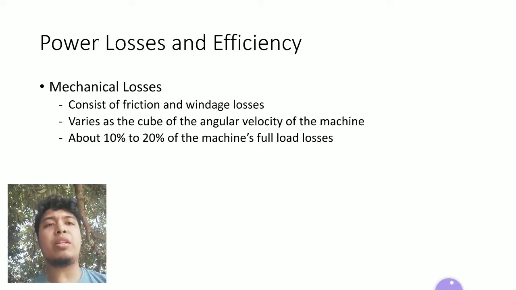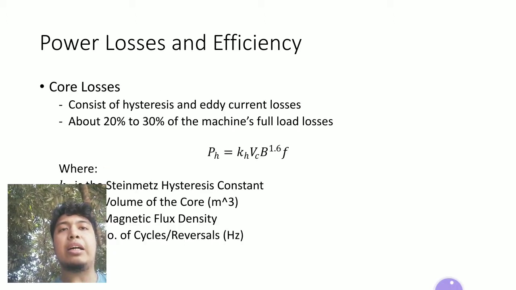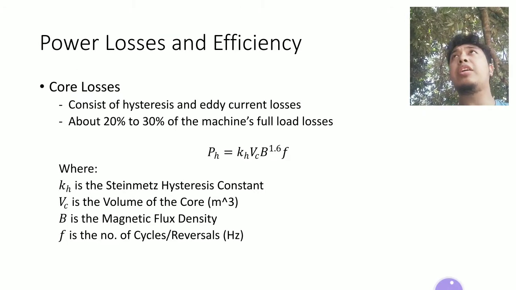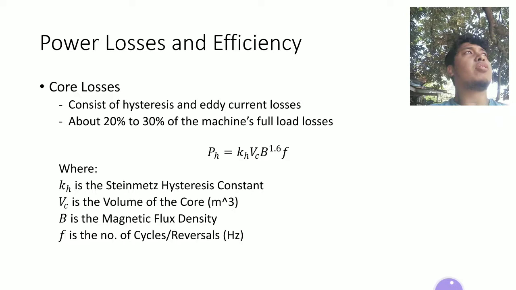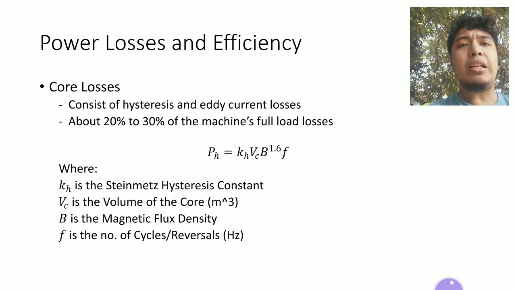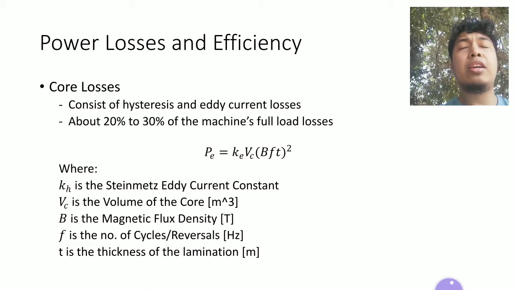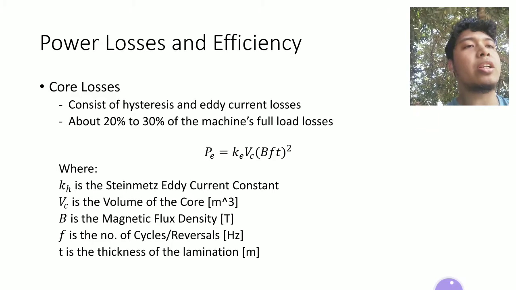That's about 10 to 20% of the machine full load losses. And then you have the core losses. Basically, it's because of the hysteresis and eddy current loss. Na-discuss ko yung hysteresis and eddy current loss on your chapter 1. That's chapter 1. Okay, and dyan yung formula ng hysteresis and eddy current loss. It's about 20 to 30% ng machine full load losses. That's the total core loss.